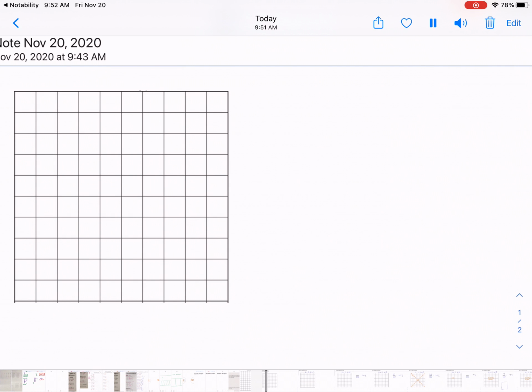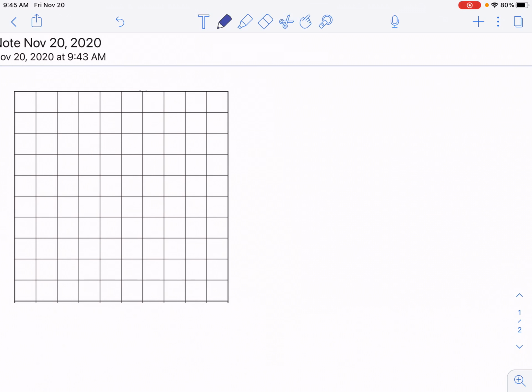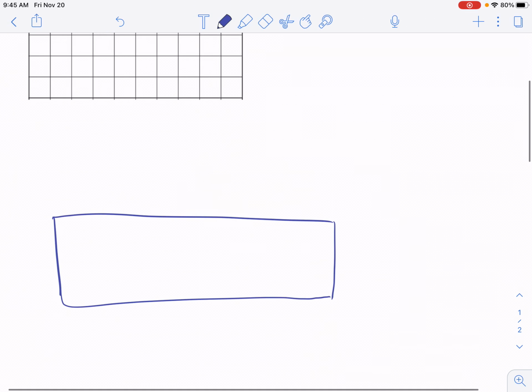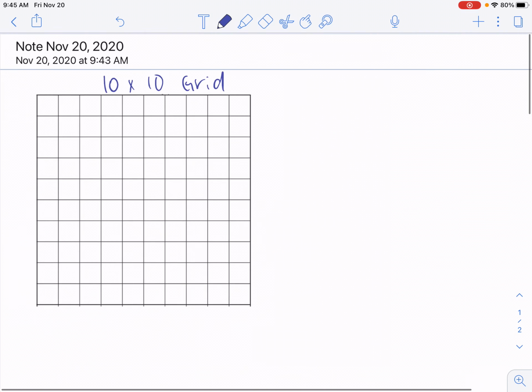Two different models to help us represent percents. We're going to talk about a 10 by 10 grid. You can see that there are 10 squares across and 10 squares down. We're also going to talk about a percent bar. So we're going to talk about the 10 by 10 grid first.